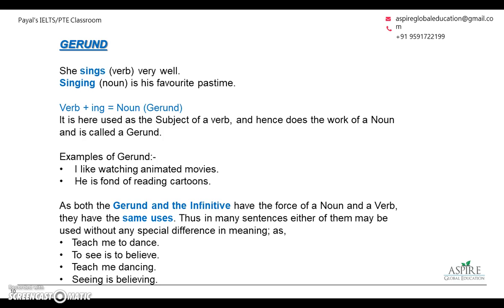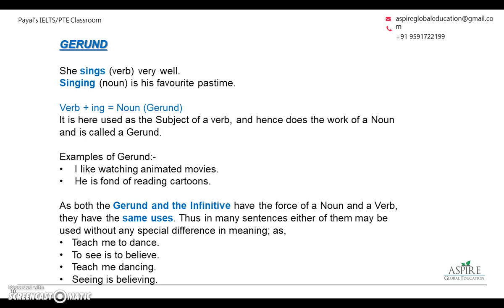He's fond of reading cartoons. What is he fond of? Reading cartoons. So this whole expression is taken as a gerund. For example, playing football is my hobby. So playing football, the whole thing is a gerund because it is doing the work of a noun.